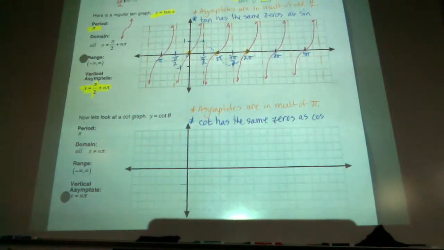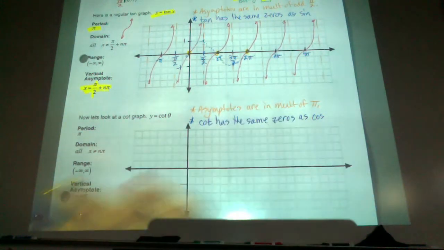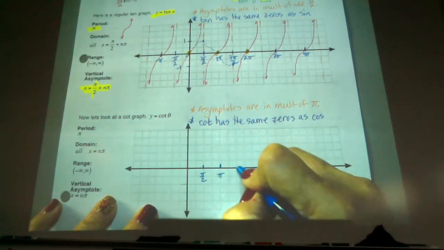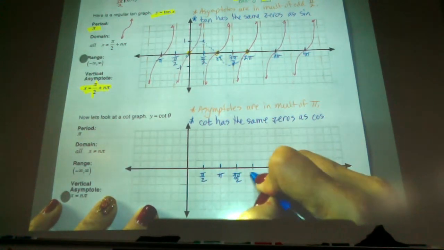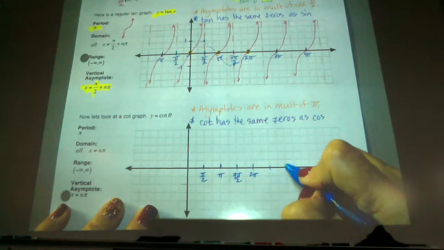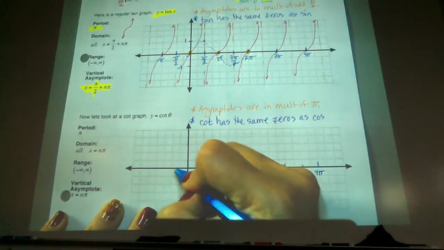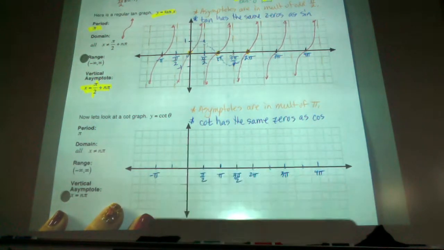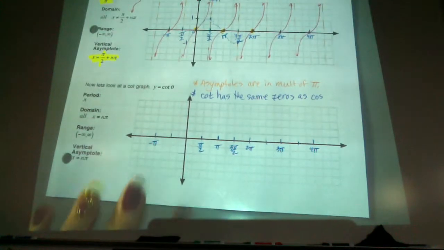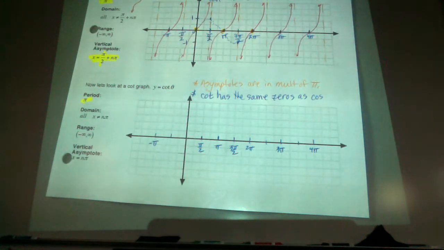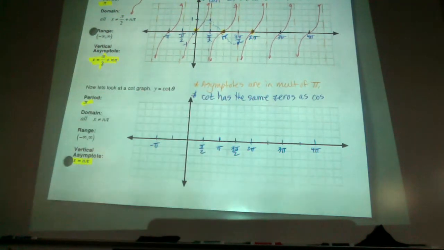So let's find and put in our asymptotes. So I'm going to partition my graph exactly the same way. This is pi over 2. This is pi. 3 pi over 2. 2 pi. And I'm just going to go every other. And again, you'll notice that cotangent also has a period of pi because it only takes one wave for it to repeat itself, and that's a distance of pi. And you note that the vertical asymptote equation is multiples of pi.